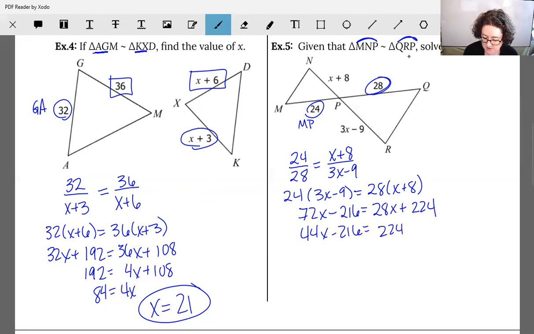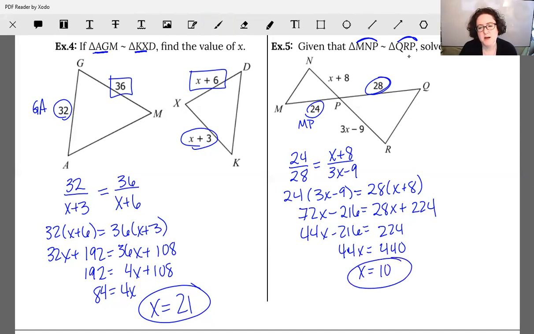And then add 216 to both sides. 224 plus 216 gives me 440. Ooh, that math works out wonderfully. Divide both sides by 44, and we get out a 10.